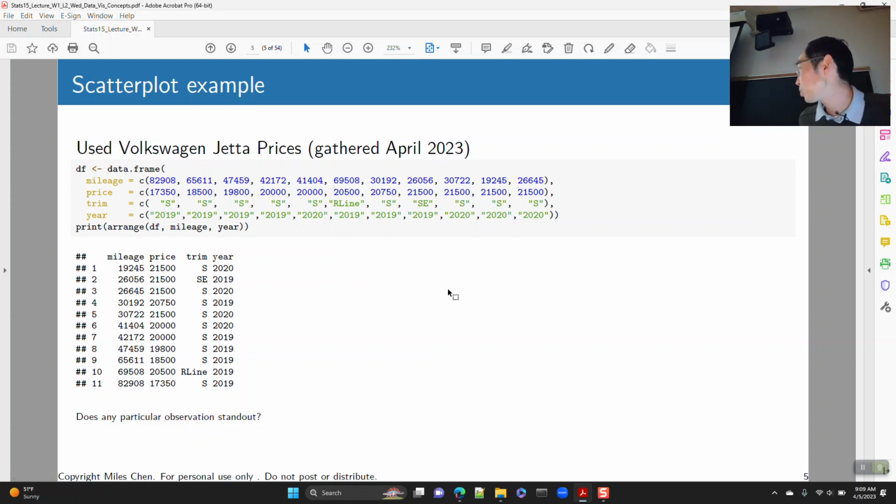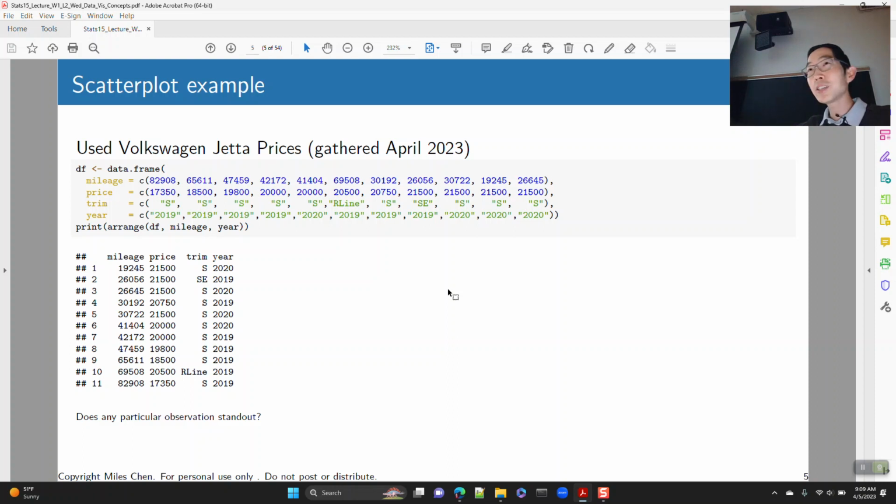Now, looking at these numbers, is there any particular vehicle here that stands out to you as having an unusually high or low price, or unusually high or low mileage or something? Basically the point is it's hard to detect unusual data points when the data is presented as numbers here.